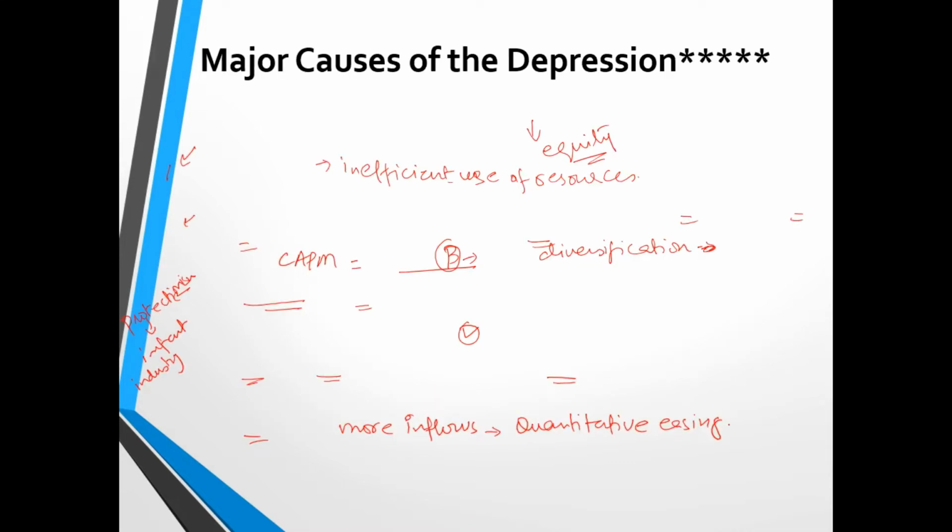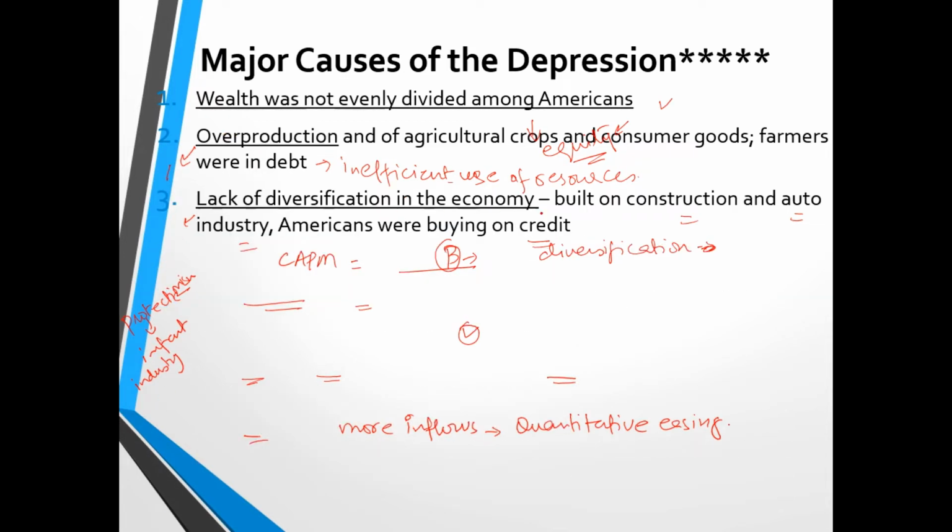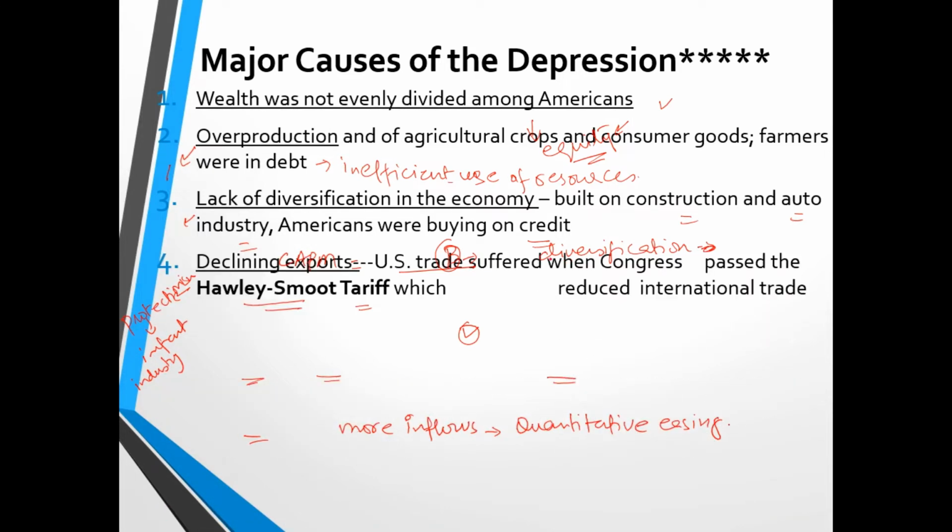Now coming to this, first of all, wealth was not evenly divided among Americans, so it was a concept related to equity and equitable income. Then overproduction means inefficient use of resources. So you just have to know this first, right? Lack of diversification in the economy. There was more focus on these two sectors, and if you look at the CAPM model, the systematic risk was not reduced.